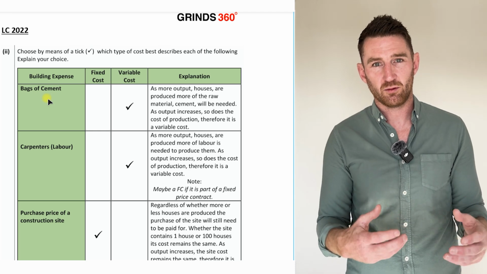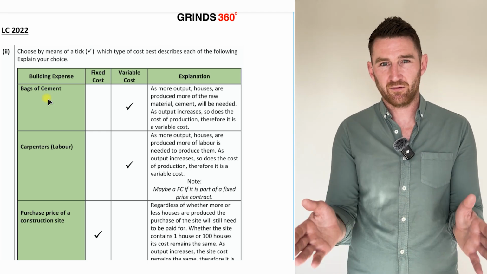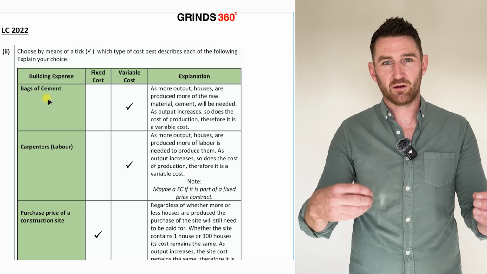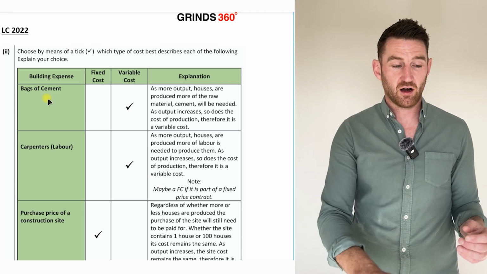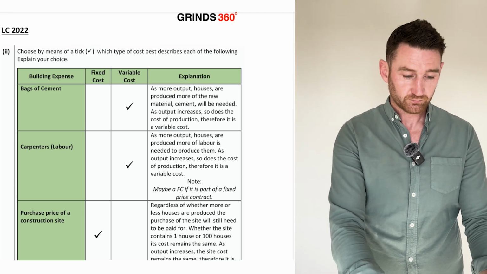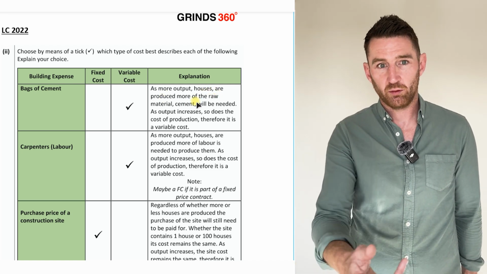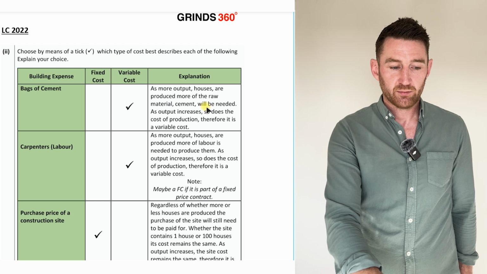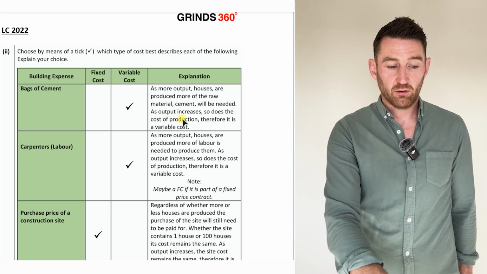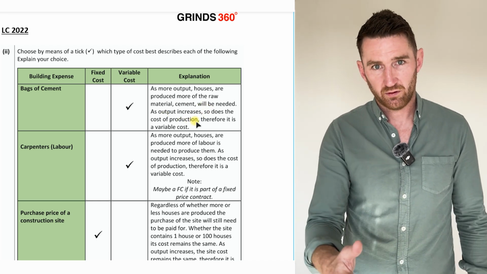So the more houses you make, the more cement you use. And that's the definition of a variable cost. As output increases, costs increase. So it is a variable cost there. The explanation: as more output, houses in this case, is produced, more of that raw material is used. As output increases, so does the cost of production. So it's a variable cost.